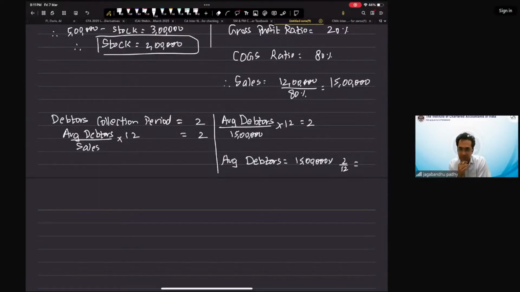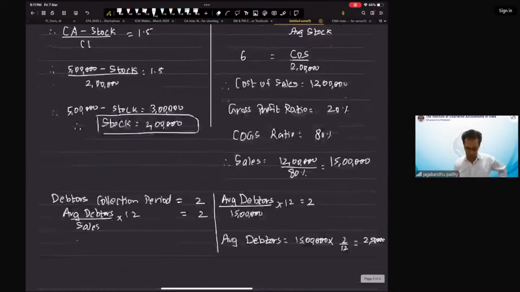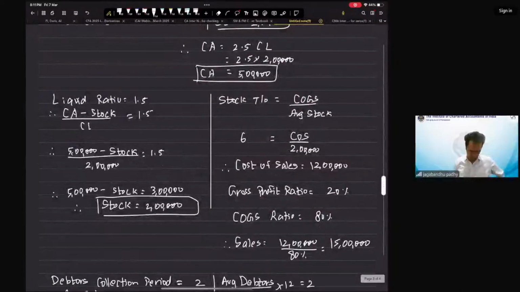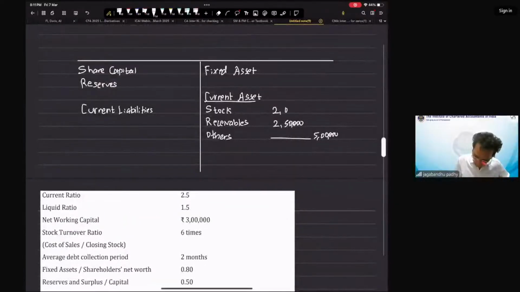How much is this? 15 lakh into 2 by 12. Value of debtors 2 lakh 50. Average debtors is 2 lakh 50,000. Or we can simply take the closing itself as 2 lakh 50. And we've got the inventory stock is 2 lakh. What will be the other current assets value? Other current assets value 50,000. That's like a balancing figure.